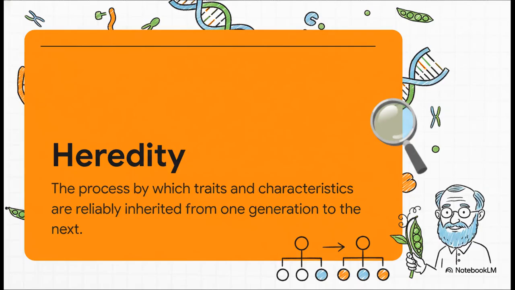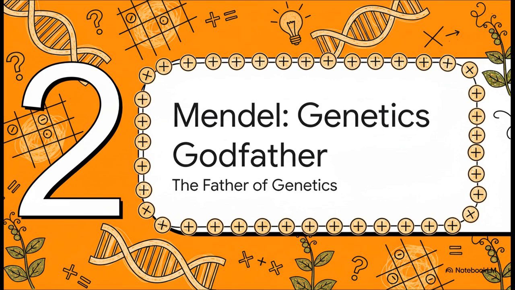So, this entire process, the way features and traits are passed down from one generation to the next, that is what we officially call heredity. In simple terms, you can think of it like a rule book that nature follows. And now, it's time to meet the scientist who first figured out how to read this rule book. Let's meet the hero of our story, Gregor Mendel.